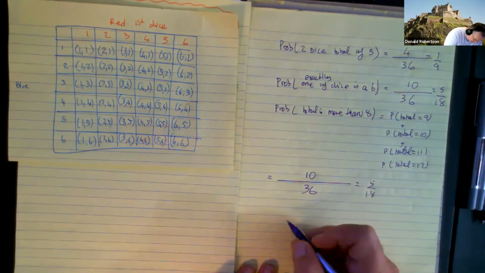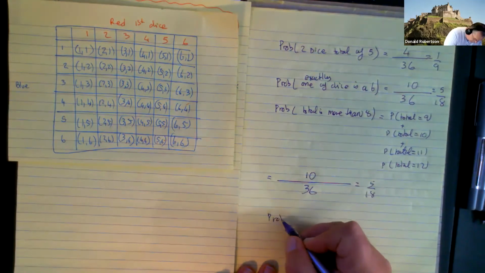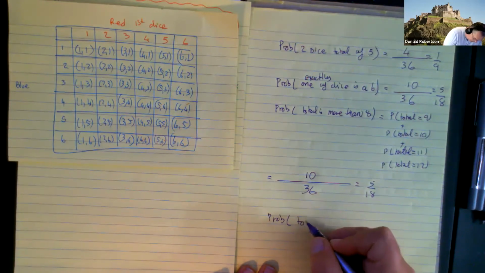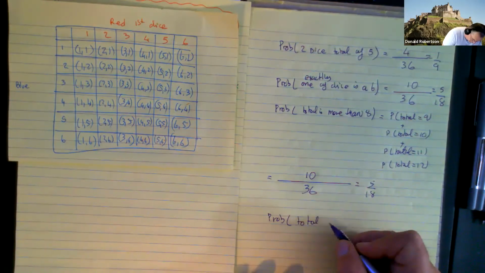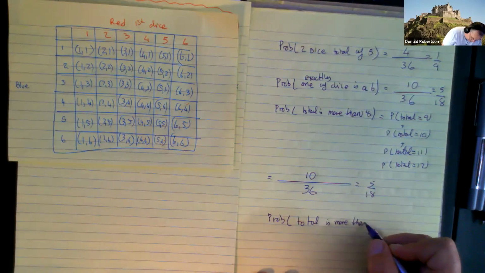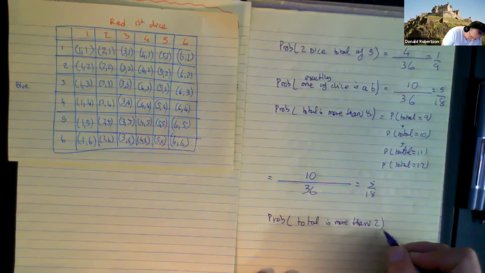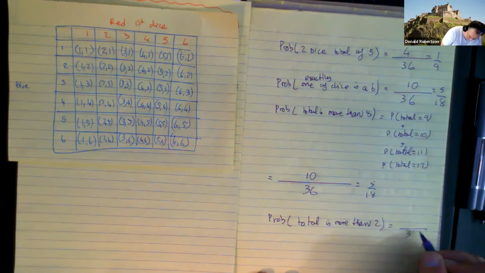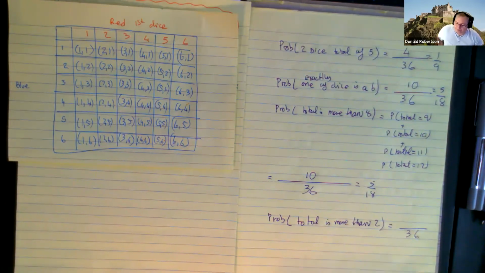that one. And what would happen, and this one is a little bit of a trick question, the total is more than 2. How would I find the probability that you roll 2 dice and the total is more than a 2?